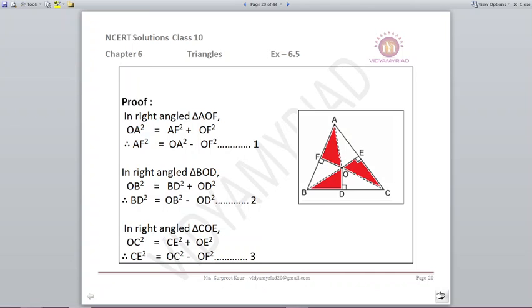Now let's take triangle BOD. According to this, OB square is equal to BD square plus OD square. I want BD in my answer. So BD square is equal to OB square minus OD square, equation number 2. Third triangle COE. In this, OC square is equal to CE square plus OE square. So rewrite it in CE square form. It is equal to OC square minus OE square. That is equation number 3. Now add all the 3 equations together.